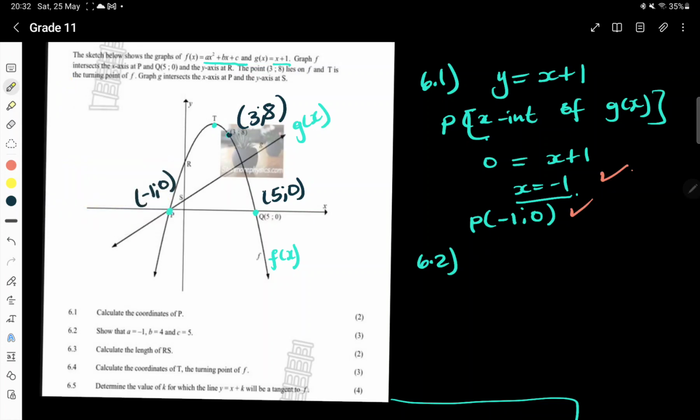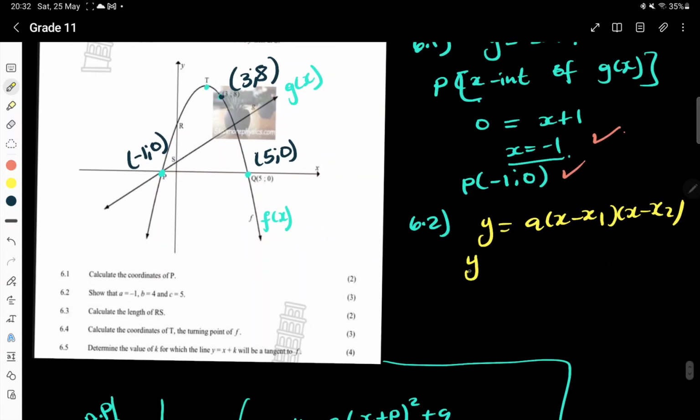So it's going to be y is equal to a into (x minus x1)(x minus x2). Then you say y is equal to a(x ...). What is your x1? Remember, this is your x1 and that is your x2. So x1 will be -1, but you write +1 here. Then x2 will be 5, so it's -5. Now you are done using the intercepts.